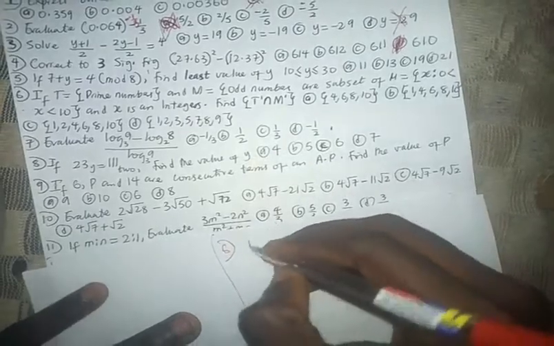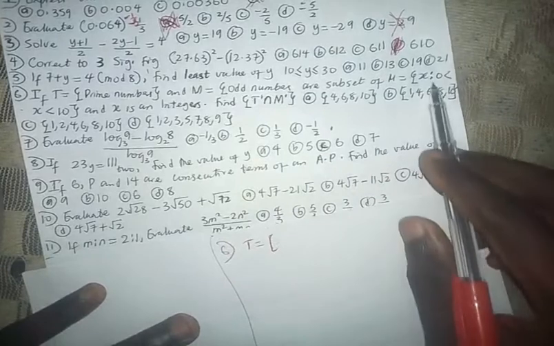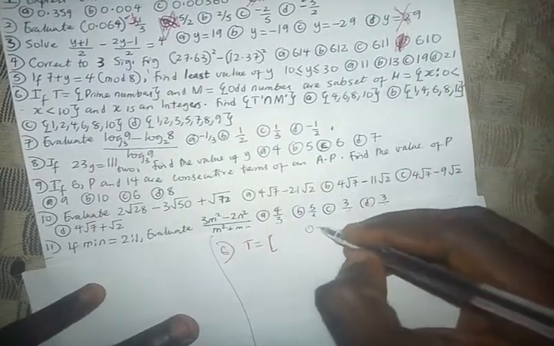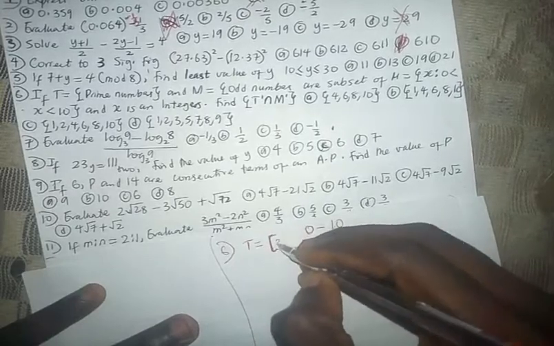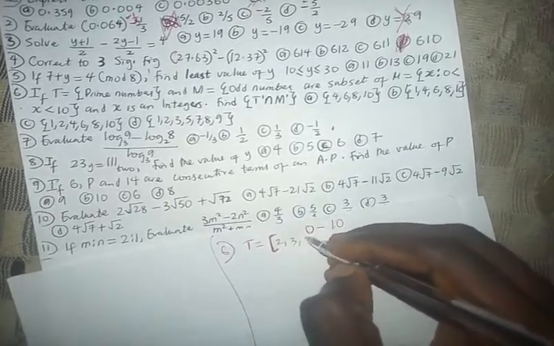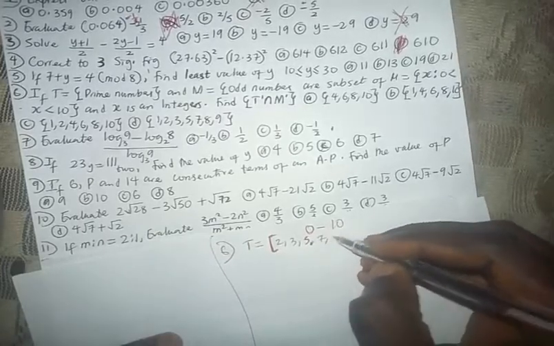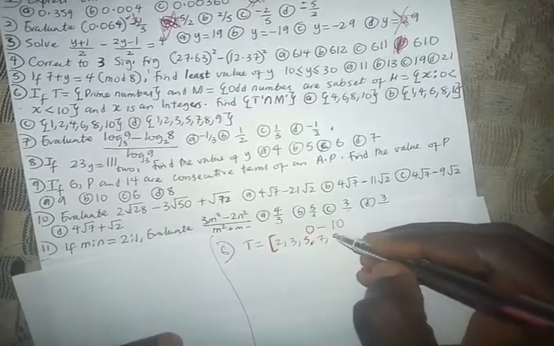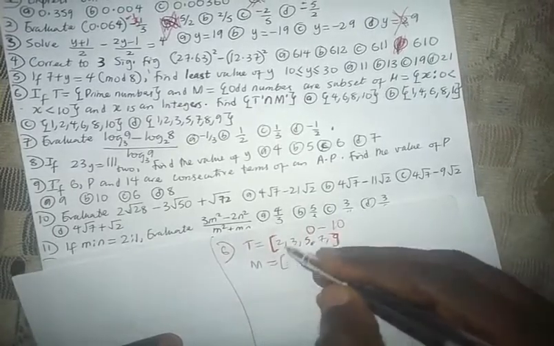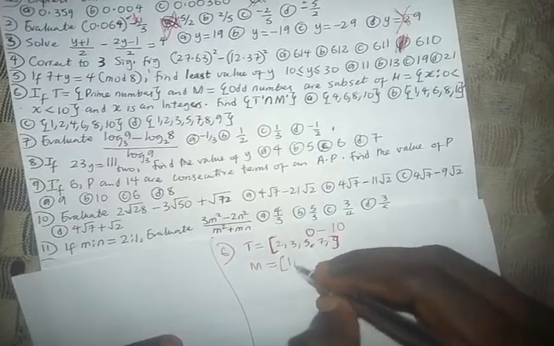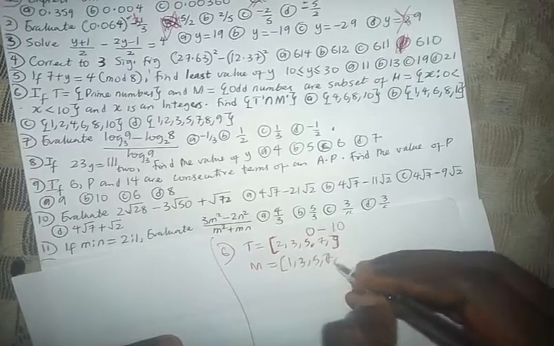T is the prime numbers, so prime numbers between 0 and 10. Prime numbers between 0 and 10 are 2, 3, 5, and 7. And they say M is odd numbers. Odd numbers between 0 and 10 are 1, 3, 5, 7, and 9.